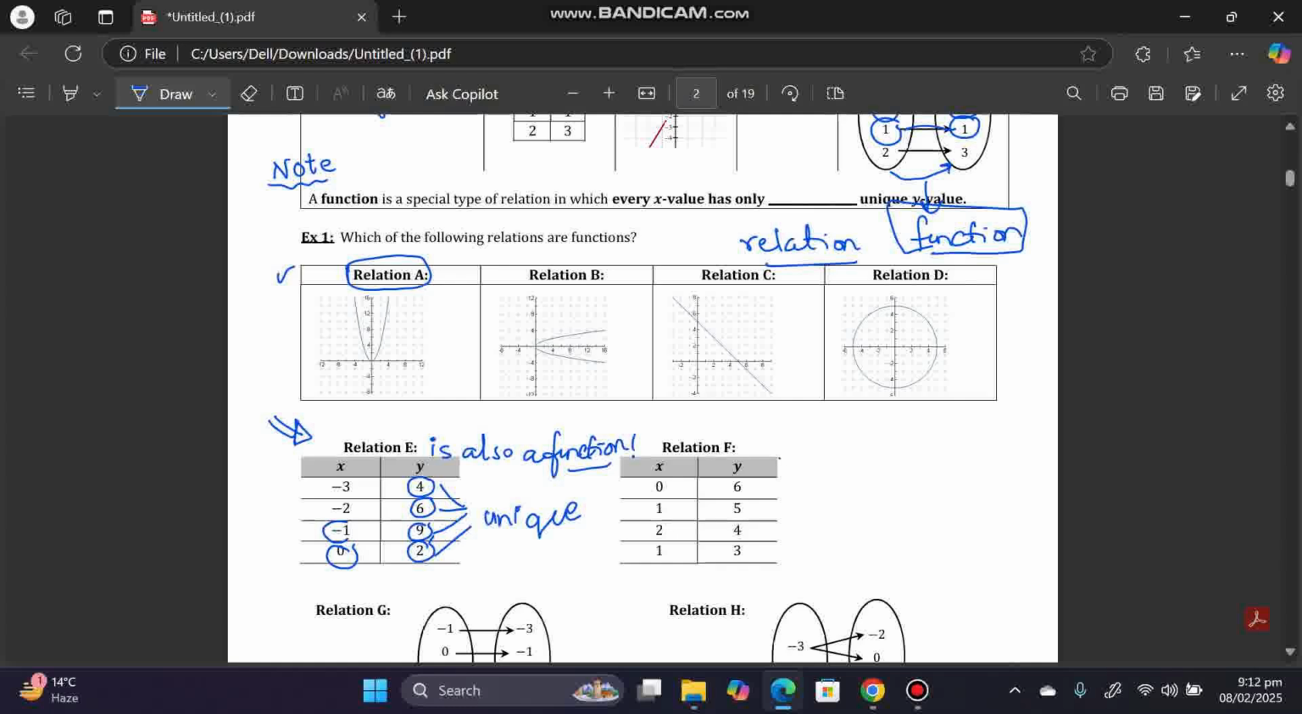And if you look at this one, if you look at this relation, when x is equal to 1, it is giving you two y values, 5 and 3. When x is equal to 1, it is giving you two images. So it's not possible in a function, so that's why we can say it's not a function.